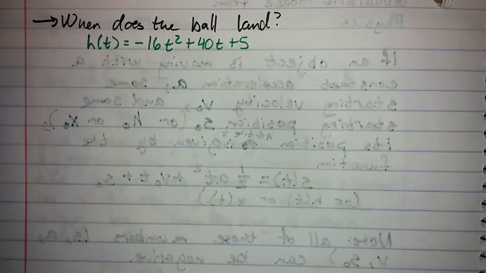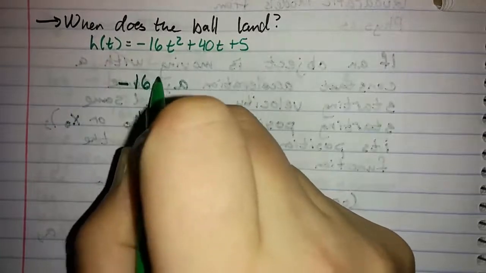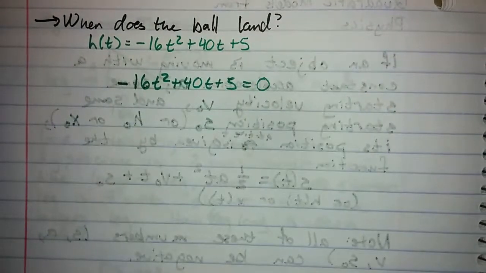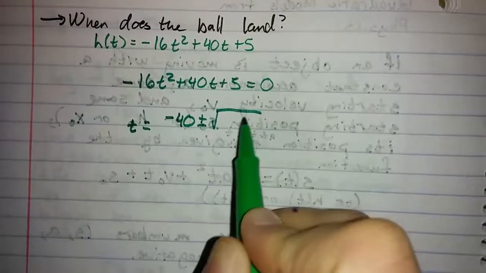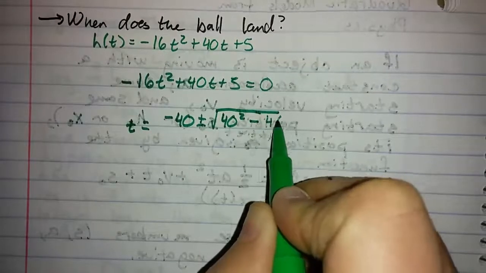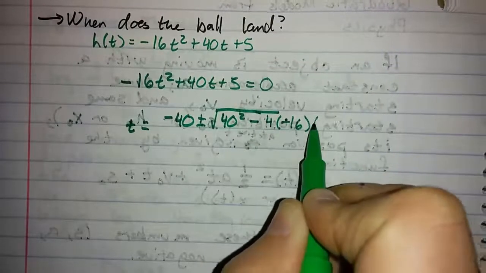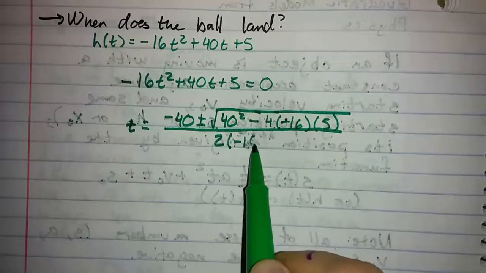All right. When the ball lands, its height above the ground is 0. So the equation we'll need is height above the ground equals 0. Nice thing about this equation is it's already in standard form. I certainly don't see a way to factor that. Let's pull out the quadratic formula. T equals negative 40 plus or minus the square root of 40 squared minus 4 times negative 16 times 5 all over 2 times negative 16.